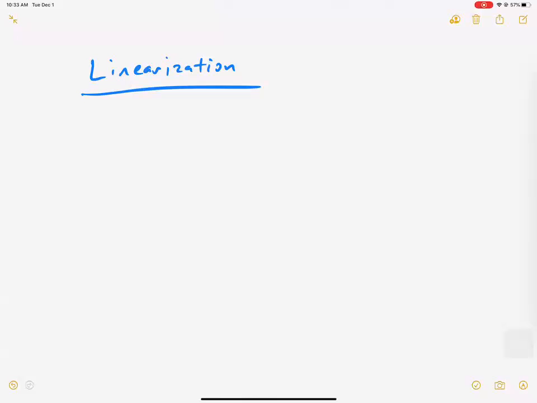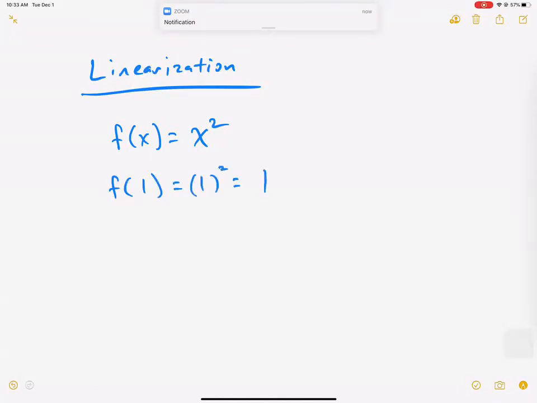What if I ask you guys to find f of x is equal to x squared, okay? But instead, find what is f of 1. How hard is f of 1? That's pretty easy, right? We know what that is. But what about f of 1.1? What would that be? Well, in this case, it wouldn't be terribly hard.